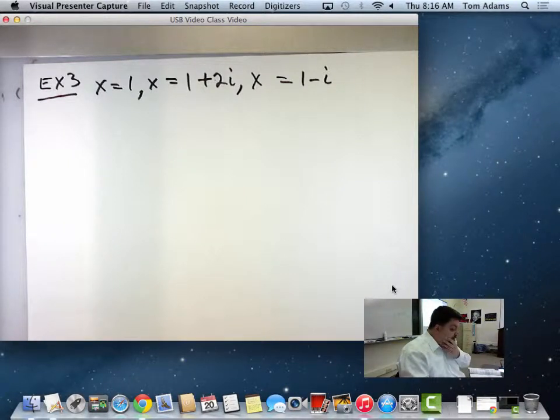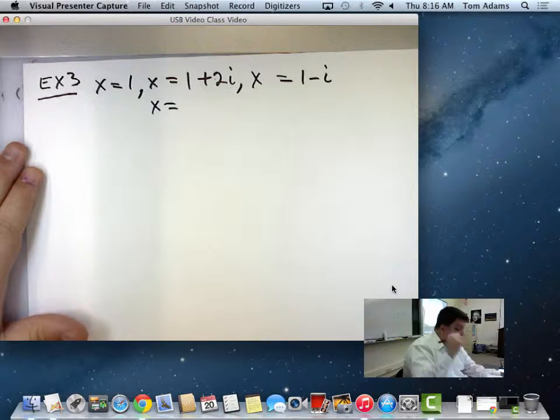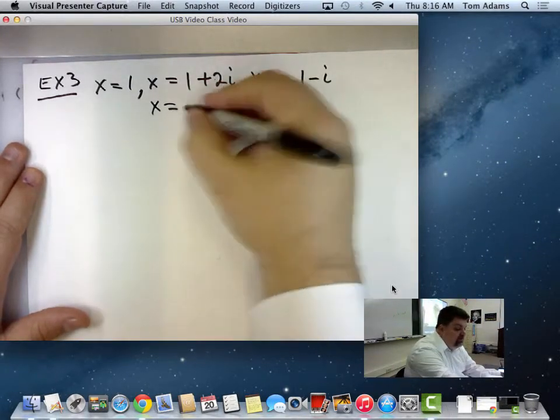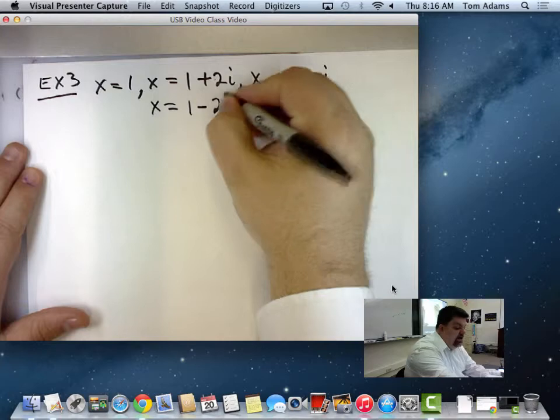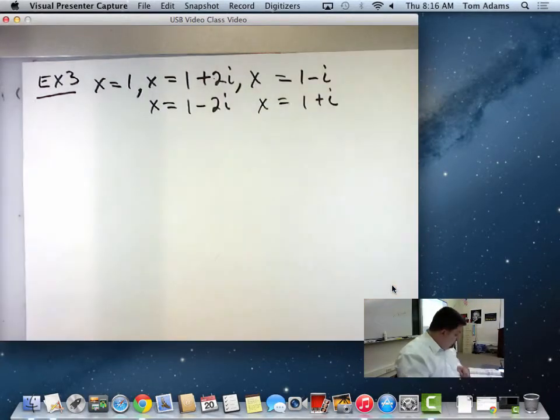Now, we've got to remember that when we do this, even though they tell us this, the conjugate always comes with us. So another one is x equals 1 minus 2i, and another one is 1 plus i. So those are all the solutions. We can't ignore those. Does that make sense? They've given us 3 solutions, but in reality, how many roots or zeros are there?